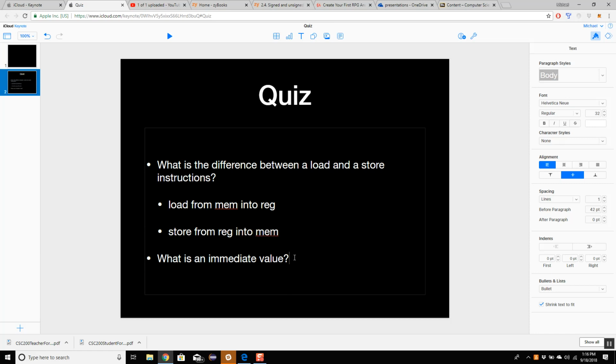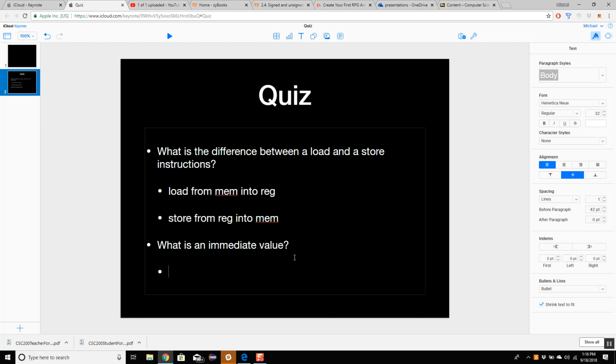All right, what about immediate values? Integer literals. So we were able to load into a register an immediate value. Similarly, we could store into memory an immediate value. So these are int literals. You can say hard-coded int value, something like that.